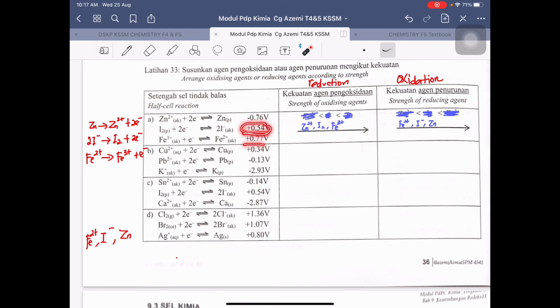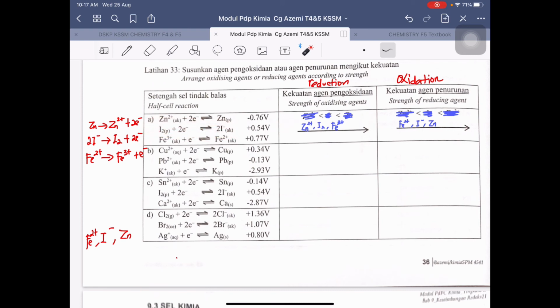Ini yang kurang sikit kan? Less positive compared to this one. So inilah the I minus lah yang jadi the second one. I minus. Iodide ion. Don't take the two. You just write down the substance, which is the iodide ion. Why iodide? Because it comes from here and kita kasih terbalik. Because this is reduction punya half equation. This is oxidation punya half equation.